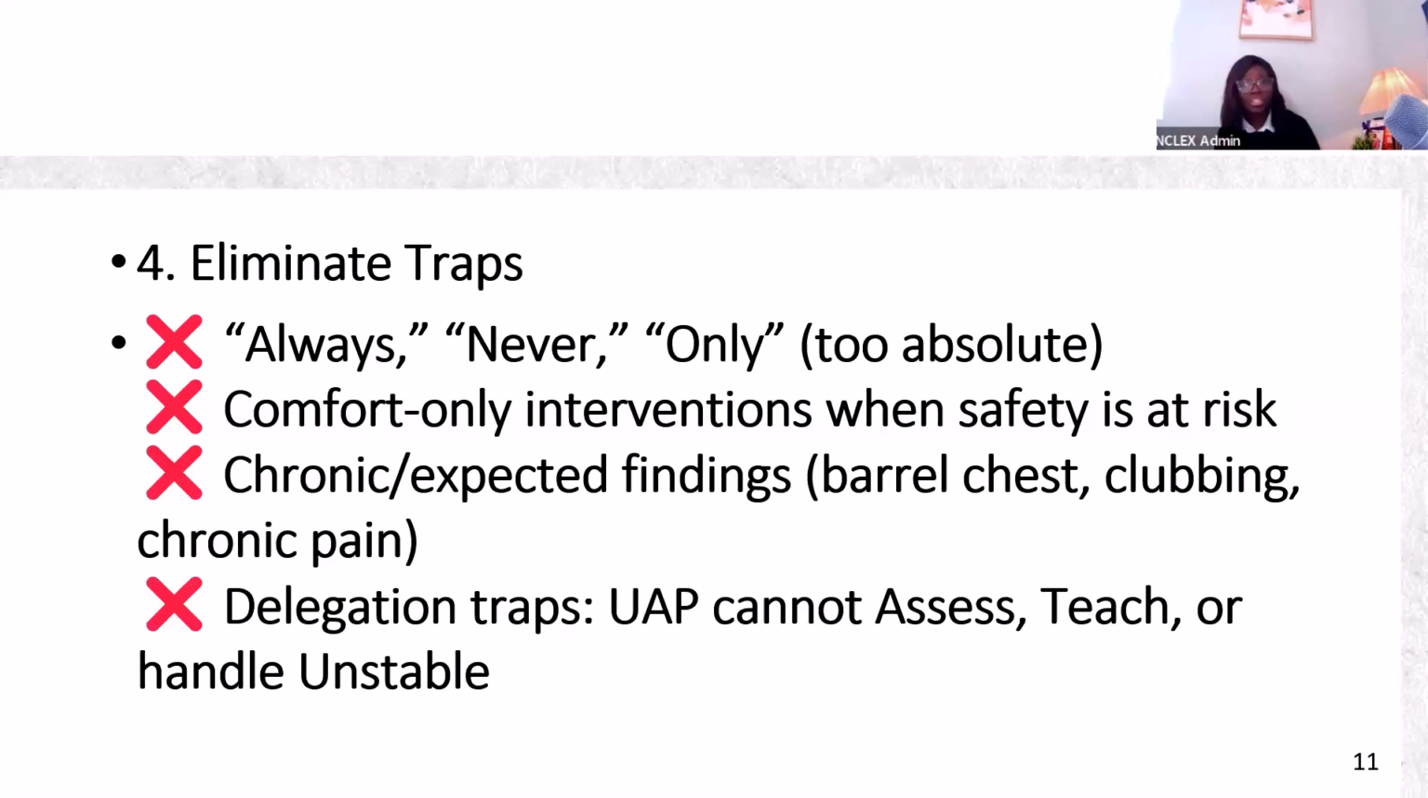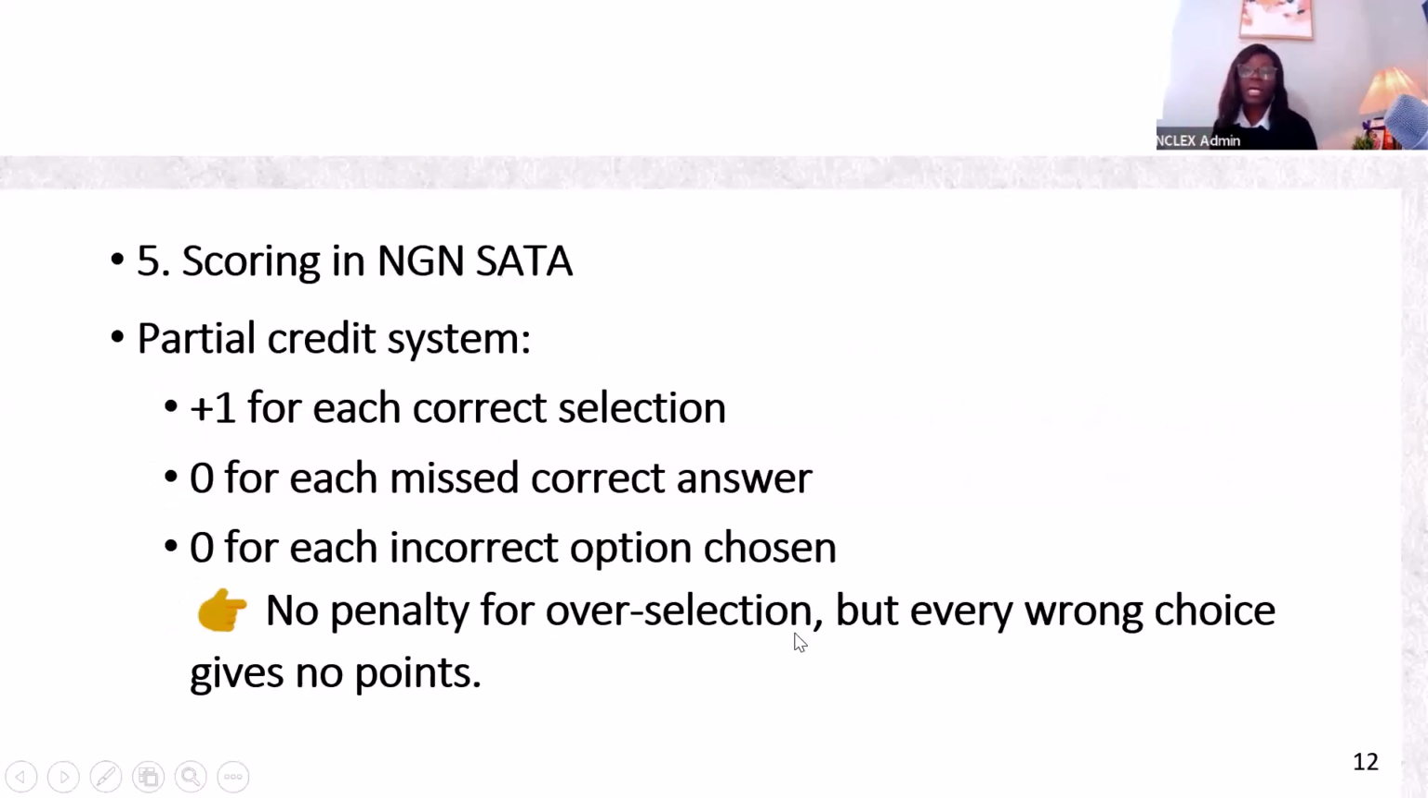And then watch out for delegation traps. When you have questions around delegation for select all that apply, know who can do what, okay? And always remember this. I think we looked at this some time back. UAP cannot assess, they cannot teach, they cannot handle unstable cases. So that should guide you in any question around delegation. And then, yes, we talked about the scoring system, which has changed for Next Gen, that now is the partial credit instead of the all or nothing previously.